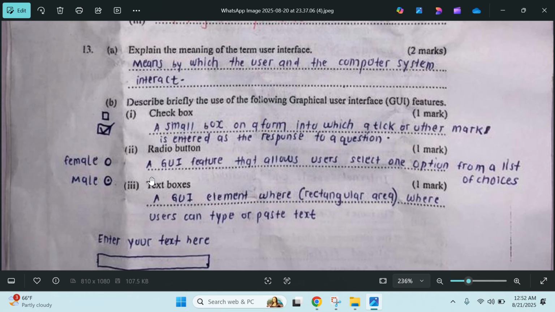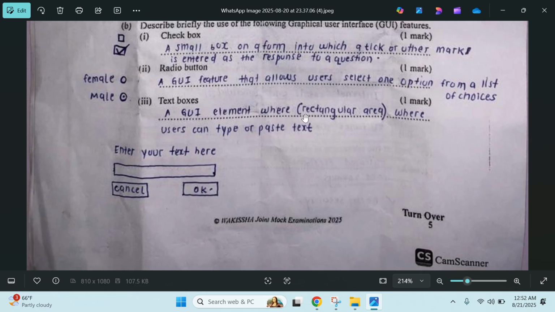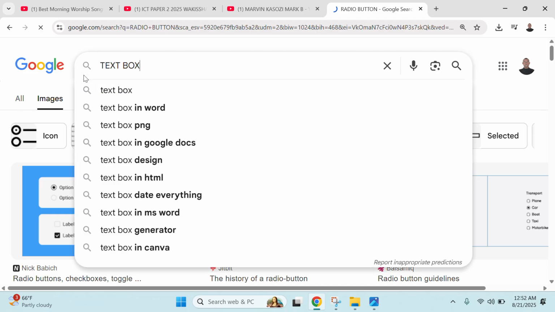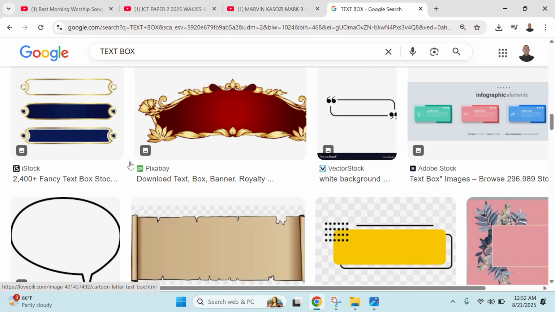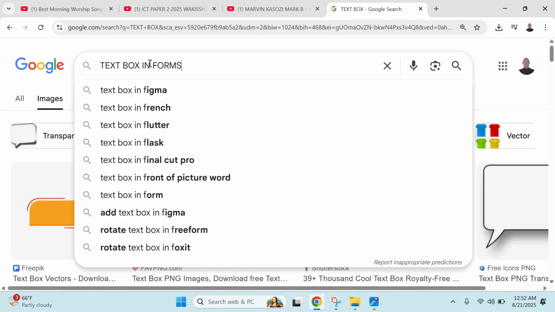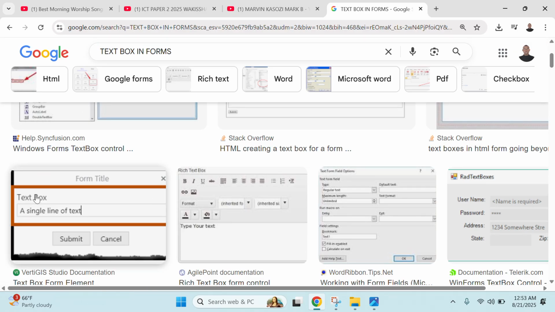Then a text box. It's a GUI element where users can type or paste text. In most cases, it's rectangular in form. It's called a text box. So a text box is going to look like this. A common text box is maybe the ones you put in forms, like this, a text box where a user can type or paste text.